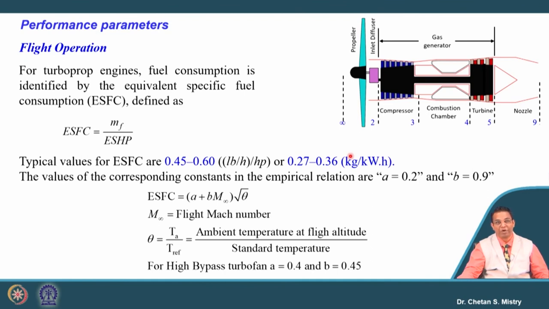Be careful. Equivalent specific fuel consumption, conventionally for industries, is calculated based on this equation: A plus B M infinity into square root of theta. This theta, as we have discussed, is the ratio of ambient temperature at a particular flight altitude divided by the standard reference temperature. We know for this standard reference temperature we consider 25 degree centigrade. And the constants A and B are 0.2 and 0.9 for our turboprop engine. If we use this for a high bypass ratio engine, they will be 0.4 and 0.45.